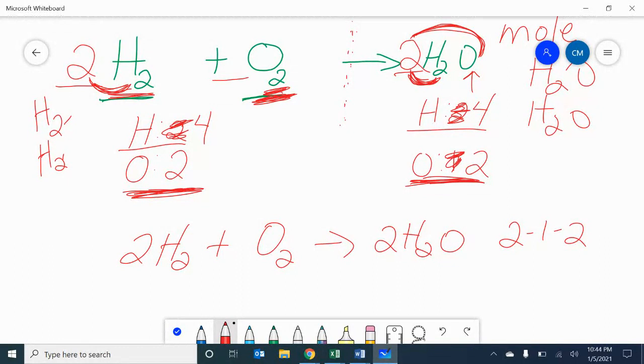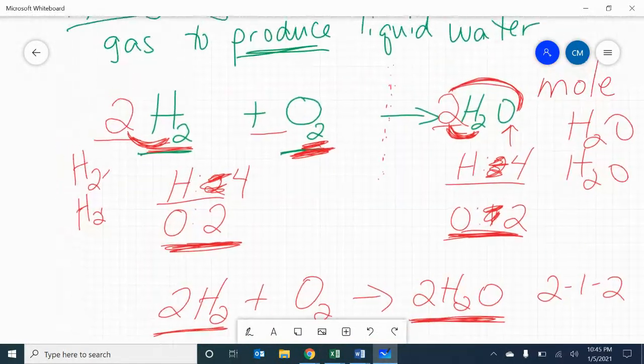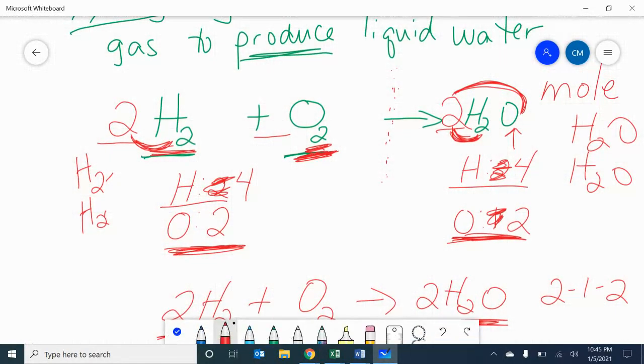So in order to even produce water at all, I've got to put in 2 moles of hydrogen, 1 mole of oxygen, and it will produce 2 moles of water, whether I want that much or not. That's what I've got to have to at least initially get my reaction to go. Okay. So let's consider this example, problem number 1.